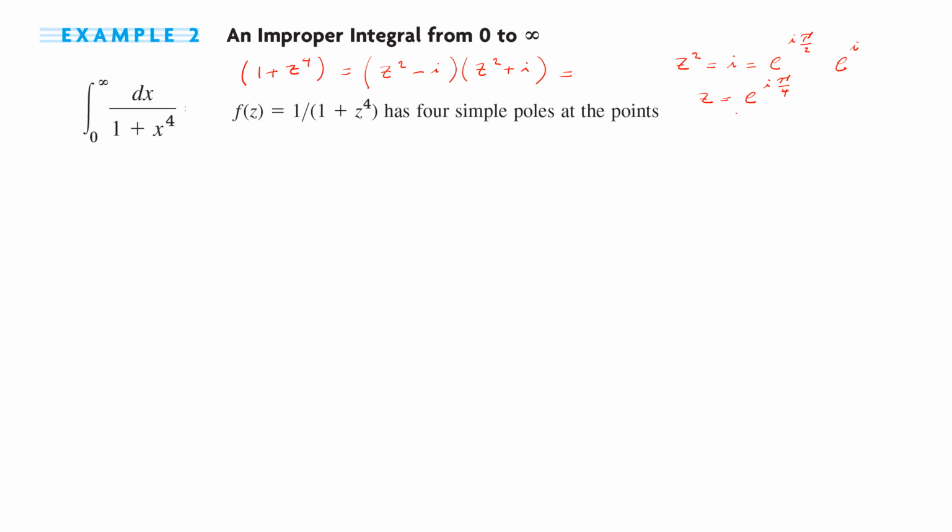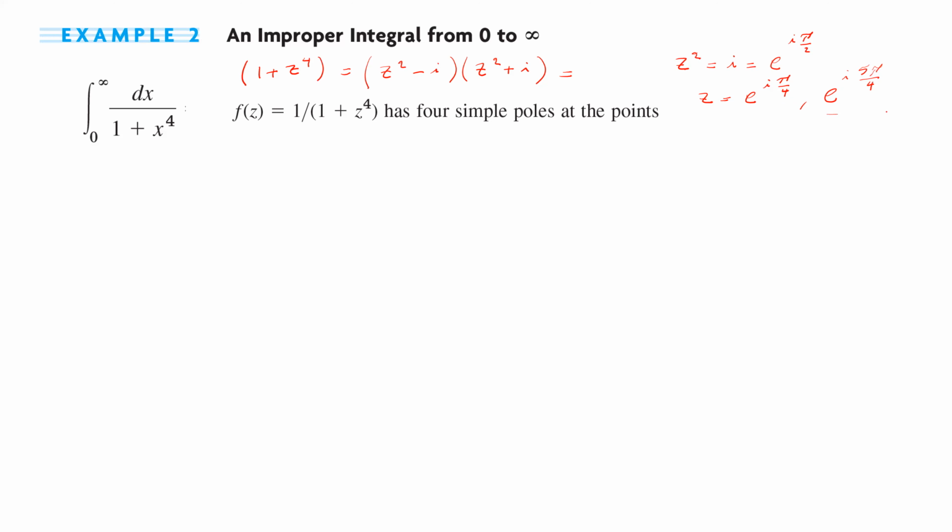Yes, I wrote that here. But why e to the negative? Oh, yes. But then e to the negative pi over 4, if you square that, becomes e to the negative pi over 2, which is negative i. That is not the case. This z becomes e to the i pi over 4, or e to the i 5 pi over 4.